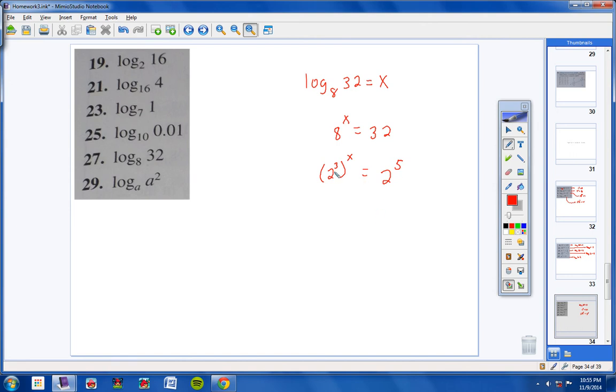Now, 2 to the 3rd power to the x power is 3 times x, so 2 to the 3x power equals 2 to the 5th power. Now cross off your like bases and we're left with 3x equals 5. Divide both sides by 3 and x equals 5/3. So there we go. Okay, last one in this section.